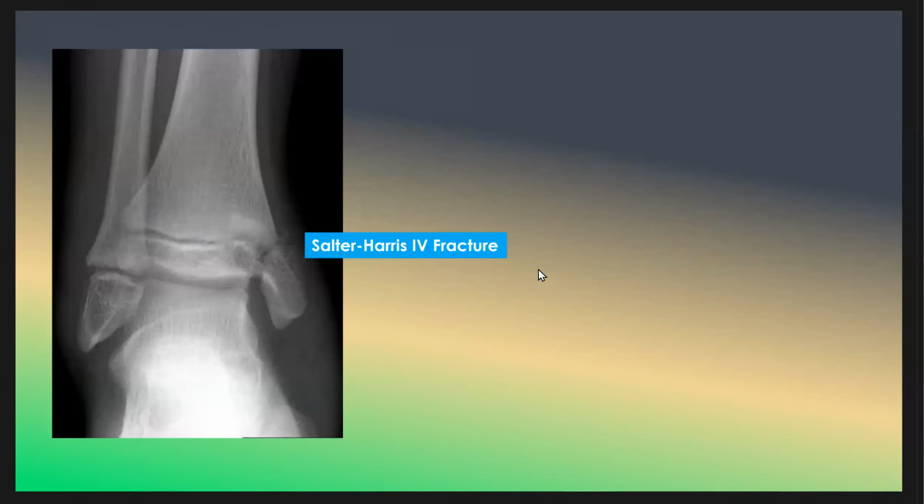Here we see there is a fracture below and there is a fracture above. As we said, T is for both, and this is a type 4 Salter-Harris epiphyseal fracture.